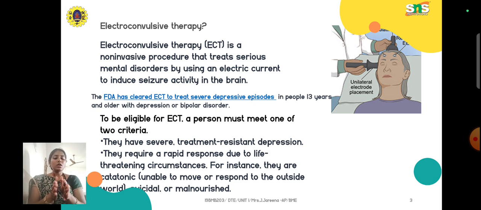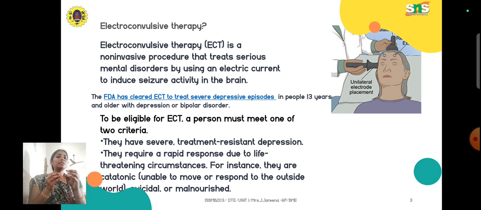Okay, so ECT is a type of treatment we can proceed with, but we can't use this particular treatment for all people. There are certain conditions to be met before going to this treatment. One thing is that the person should be 13 years or older, with depression or bipolar disorder. And if there is no outcome, or the medication has failed to treat the problem, then we can go with ECT treatment. Okay, that is the main thing.